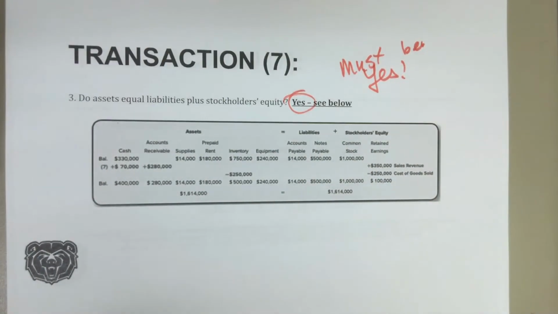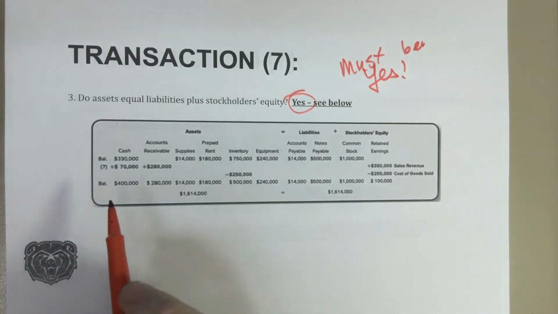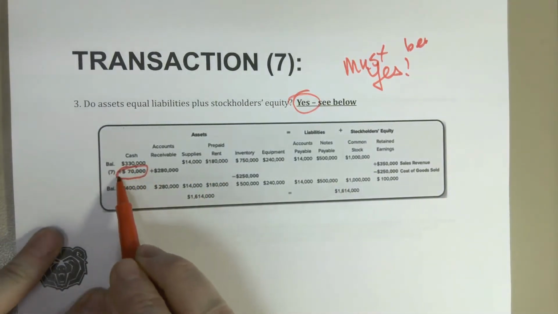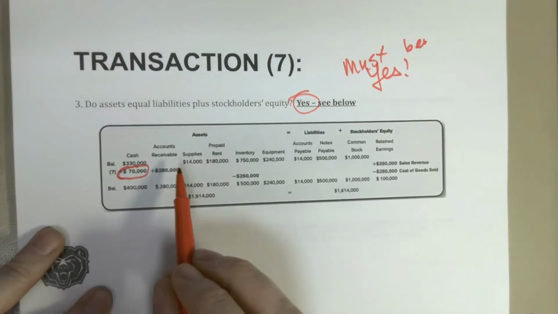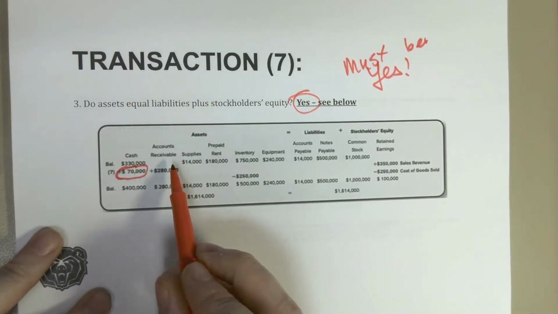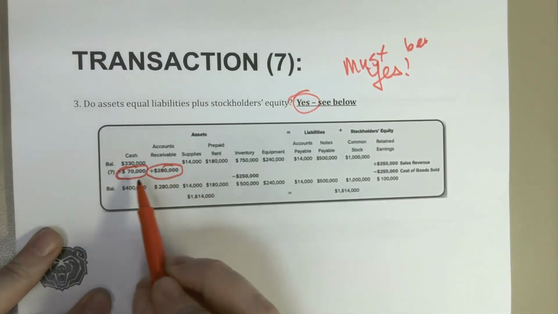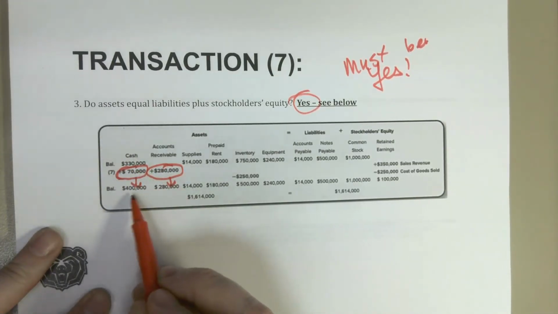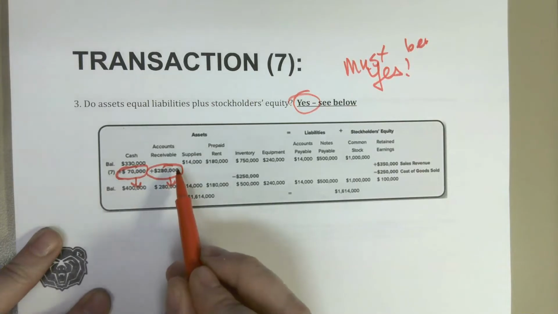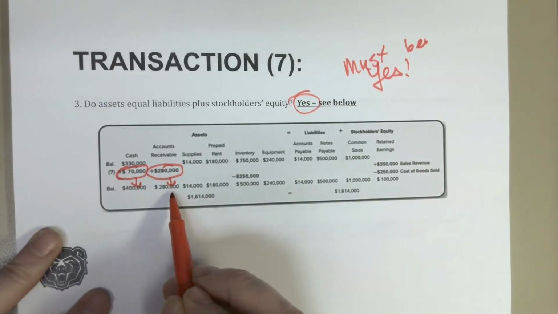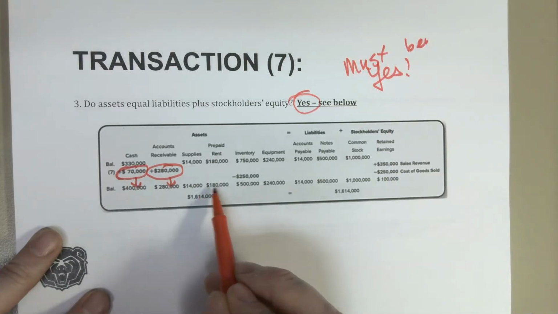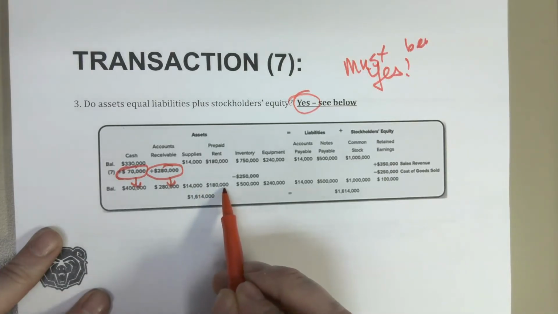So let's walk through this slowly here and let's look at our transaction. So we sold $70,000 worth of robots for cash. We sold $70,000 worth of robots as AR. We bring those down to our totals. Now we know we have $400,000 in cash total. We have $280,000 in accounts receivable, $14,000 in supplies, $180,000 in prepaid rent.